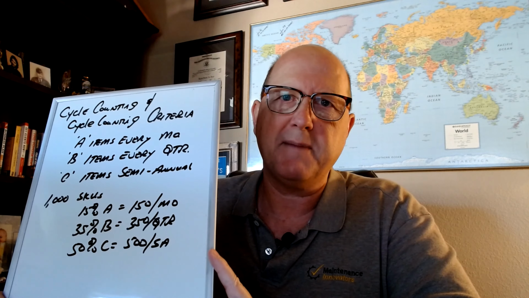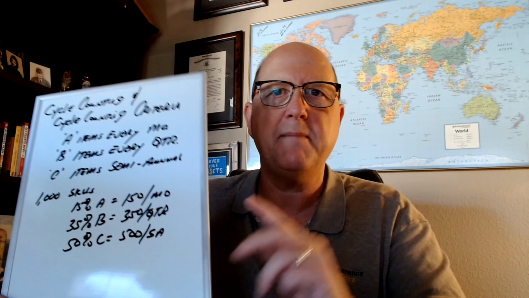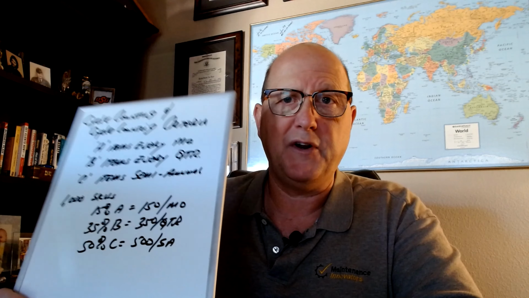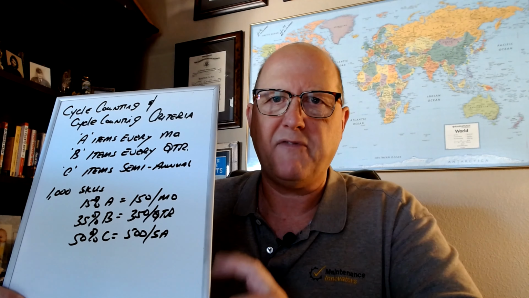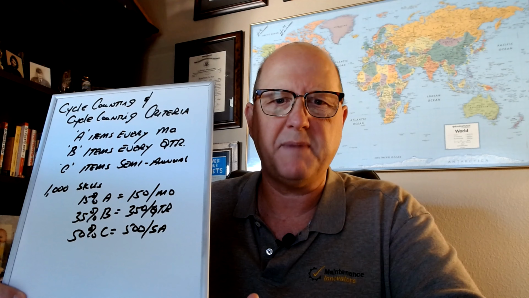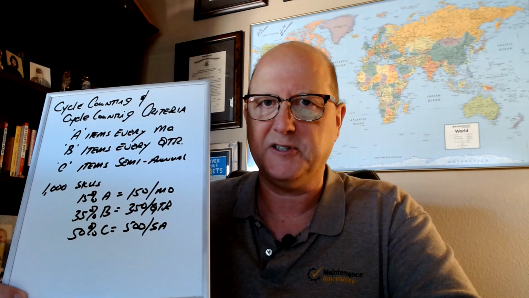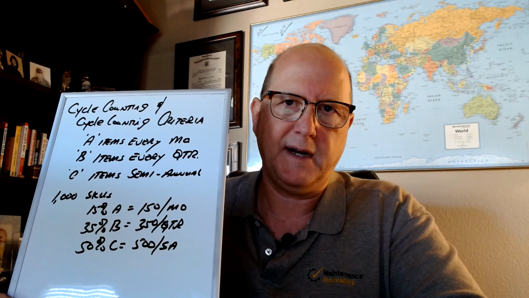So let's say, for example, you have 1,000 SKUs. If you followed the ABC classification we talked about in an earlier video, about 15% of your items are A items. If you have 1,000 SKUs, that's about 150 you have to count every month. If 35% are B items, which again was spelled out in the ABC classification, then of course you're counting 350 every quarter, and your C items would make up about 50% of your inventory, and that would be 500 every semi-annual, every 180 days essentially.